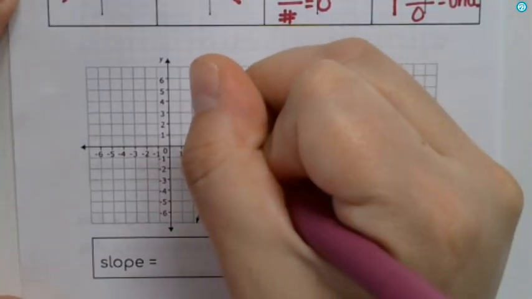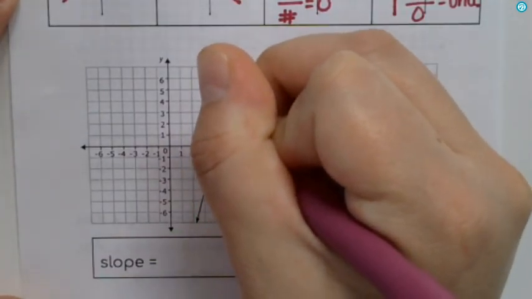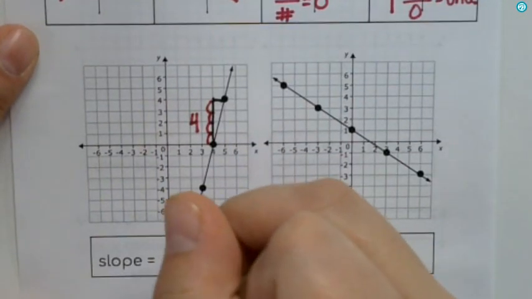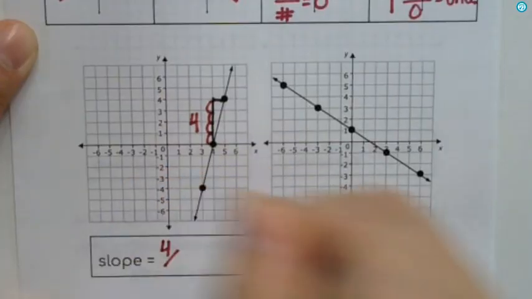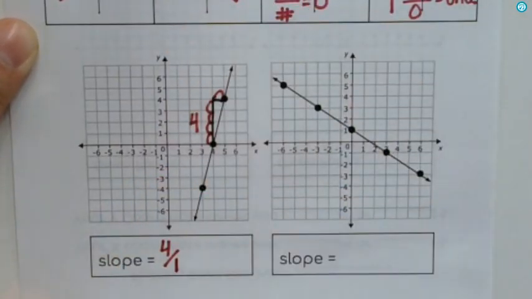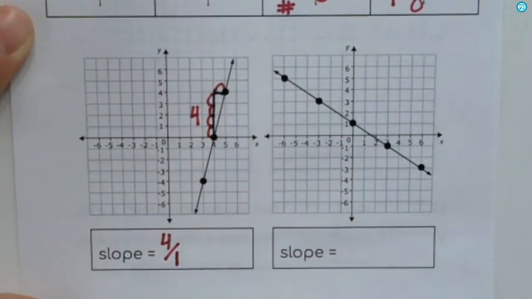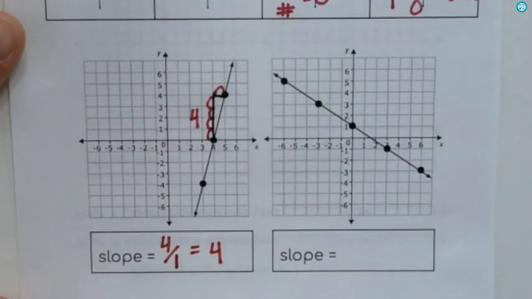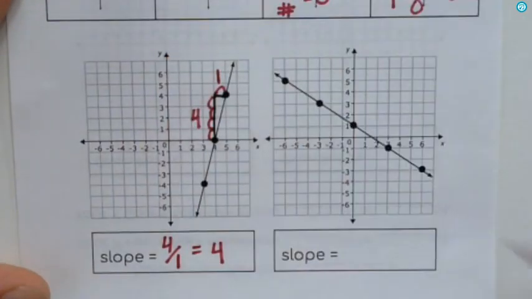We are going up 1, 2, 3, 4. So our rise there is 4 over. Our run here is 1. So our slope is 4 over 1. We can leave that as 4 over 1, or we can just call it 4. So that one has a positive slope. So as I'm going from left to right, I'm going up. I count my rise, which is 4, over my run, which is 1.